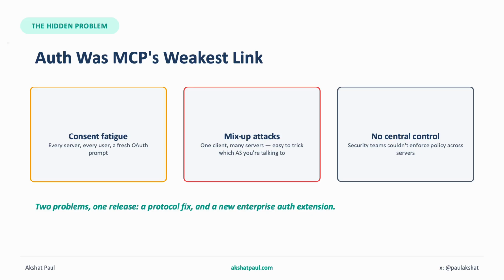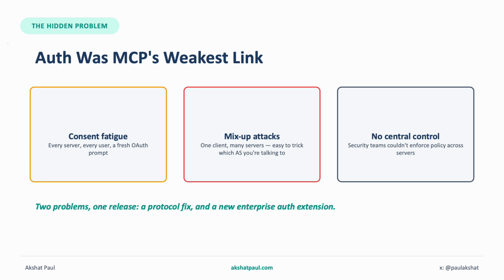Let's get into it. So what was actually wrong with MCP auth? Three things really. First, consent fatigue. Standard OAuth in MCP is user scoped per server. Connect to 5 tools, approve 5 separate flows. That's annoying for one person, and it's a nightmare for a security team trying to onboard a whole company.